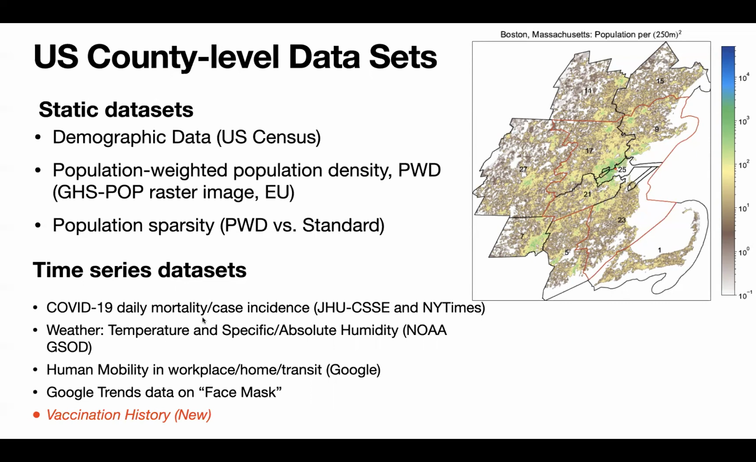And then we have some time series data. There is COVID-19 mortality and case data that's now tracked by Johns Hopkins University and the New York Times. There is weather data. There is human mobility that's tracked by Google. It's also tracked by Apple, but we use Google data. There's Google Trends data and face mask data that we use as a proxy that's as comprehensive as possible. And most recently, there's vaccination history that we use in our analysis. So these are the kinds of data sets that we use. And the idea is basically to try to fit a global, or at least across the US, universal epidemic model to all these data.